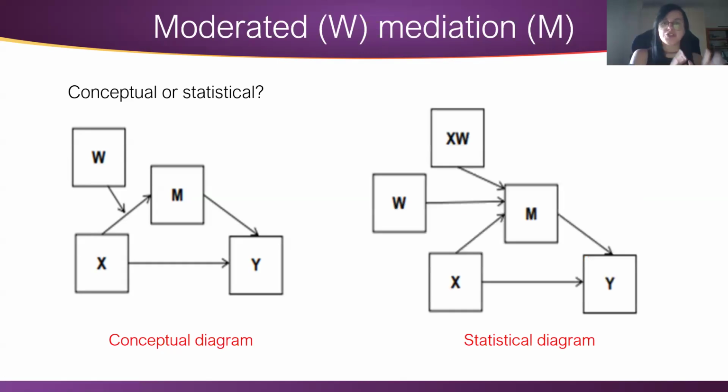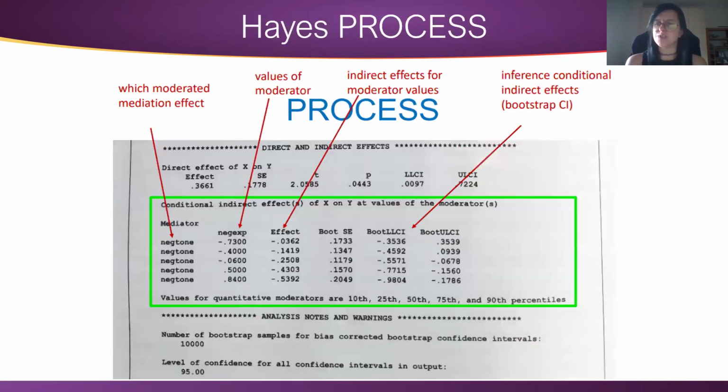The statistical, just like before, now W will be pointing at M, so following the direction of this arrow, plus we're going to see X times W. What is the PROCESS then?